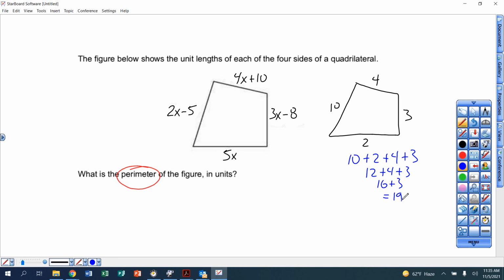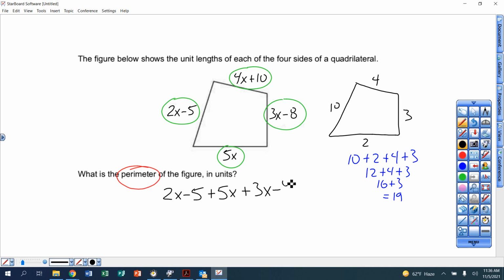For these problems, we're not just giving you numbers to add up. For these, we're giving you algebraic terms that we still want you to add up as much as you can. So what you're doing is you're going to list them all together, and you're going to only add like terms. And what I mean by that, you're only going to add numbers with x's together and only add plain numbers without x's together. You don't want to mix it up.